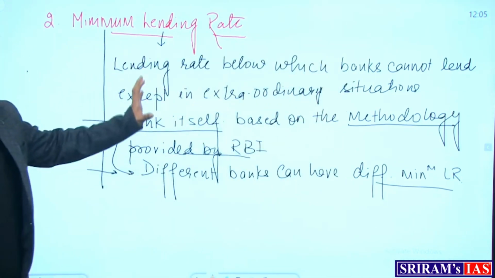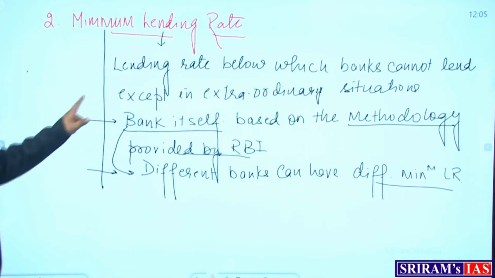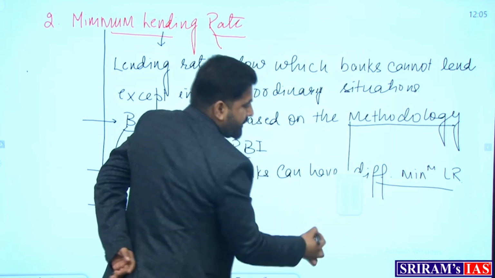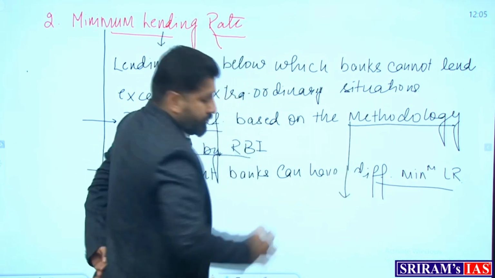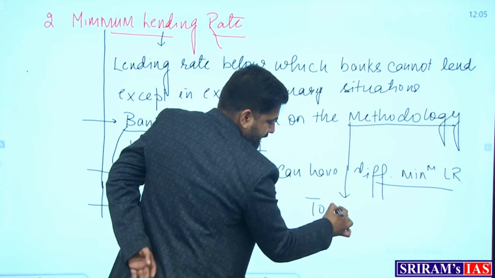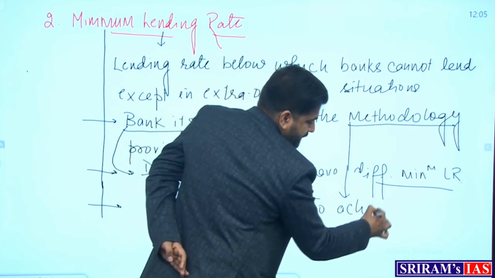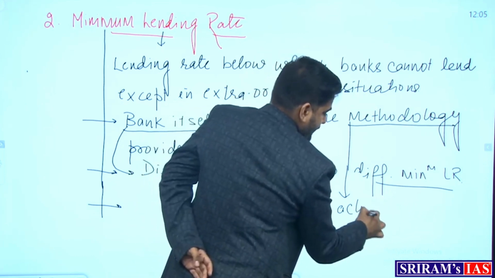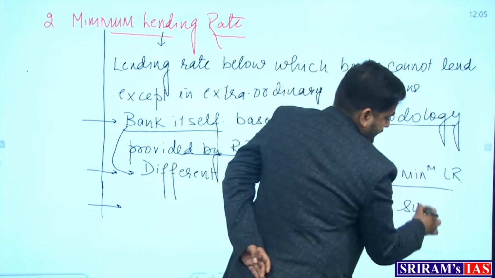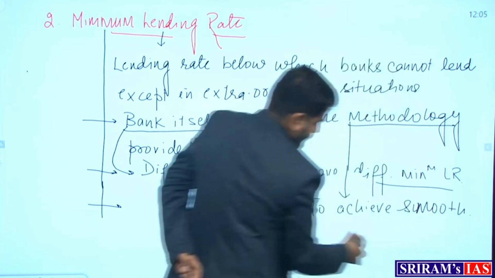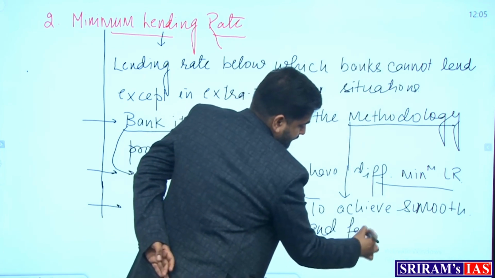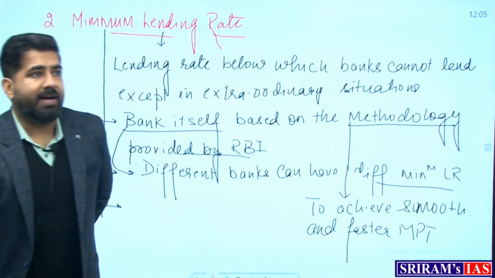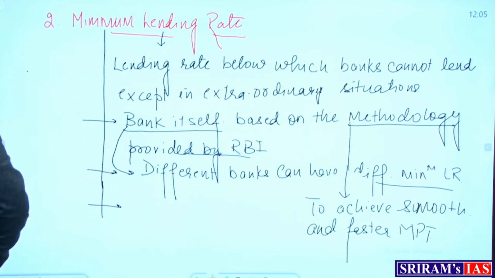So now coming back, we were talking about the minimum lending rate. Why is it important? This methodology is continuously changing by the RBI, so as to achieve smooth and faster monetary policy transmission.